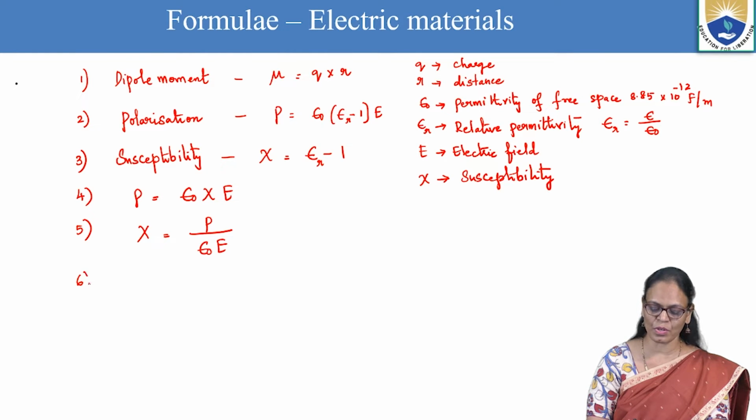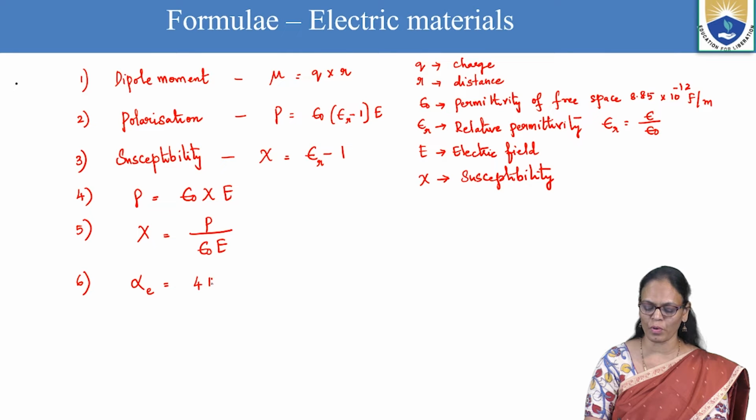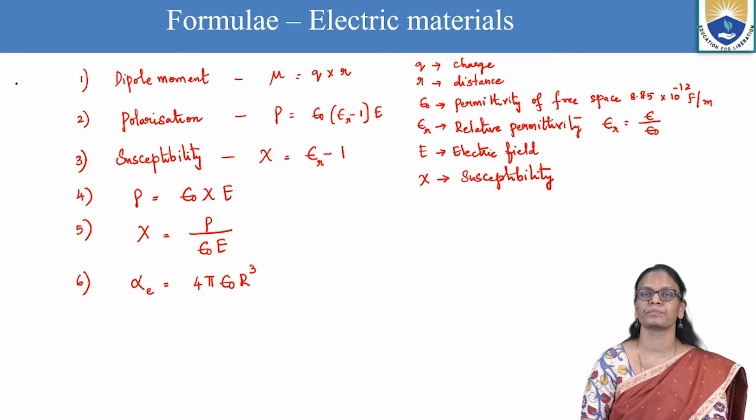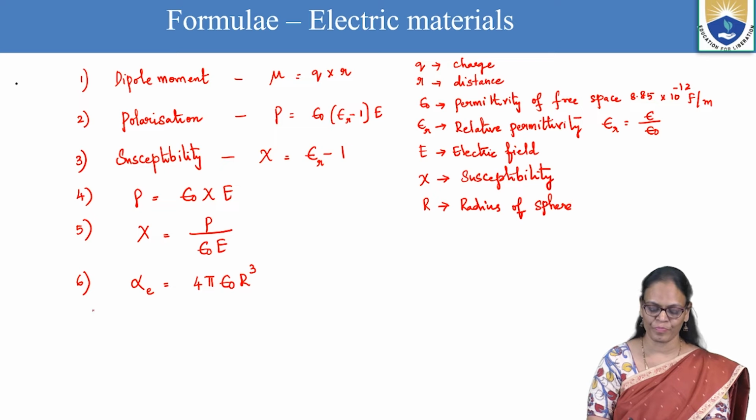And then we also have the formula for electronic polarizability, alpha E. Alpha E is given by 4 pi epsilon naught R cube, where R here represents the radius of the sphere or the spherical cavity which we are considering. So R is the radius of the sphere.